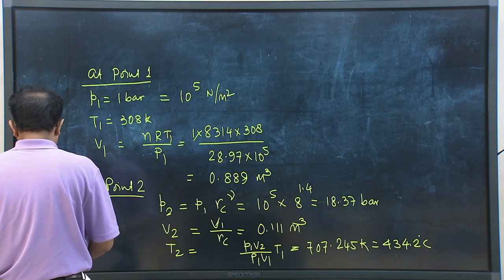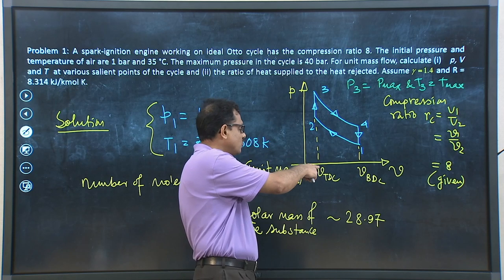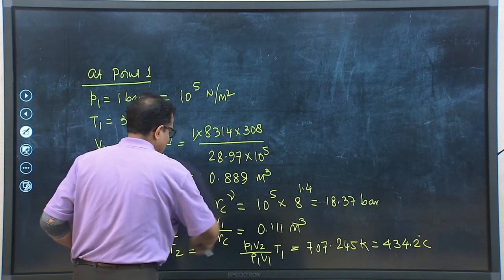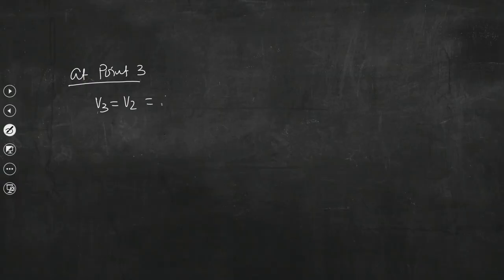Now, if we focus on point 3, what can we do? What is V3? V3 equals V2, it is the same, because V3 equals V2 equals V TDC. Once we have calculated V2 as 0.111, V3 will be 0.111 meter cube.